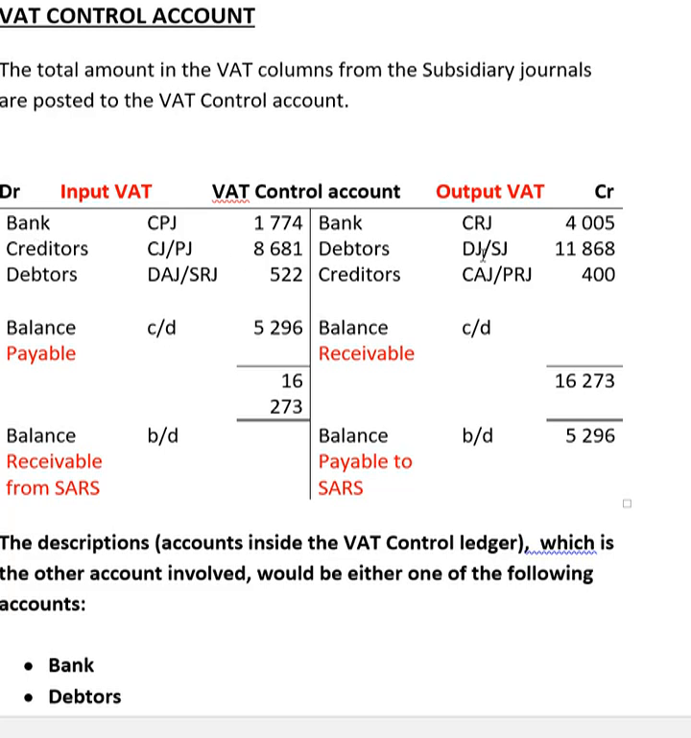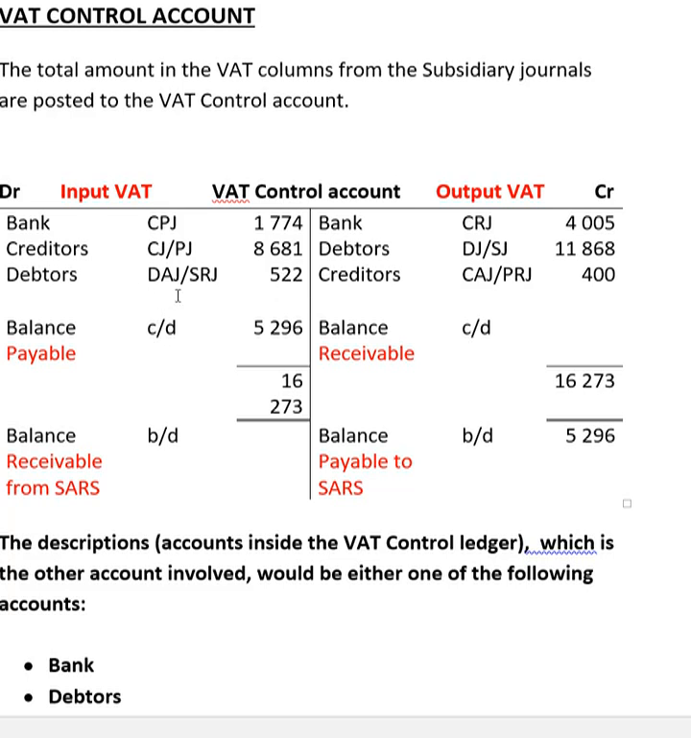From our debtors journal, all credit sales has to do with output VAT, and the other account involved would be debtors. From our creditors journal, that has to do with all credit purchases, so it is input, and the other account involved is creditors. From our debtors allowance journal, that would be sales returns.